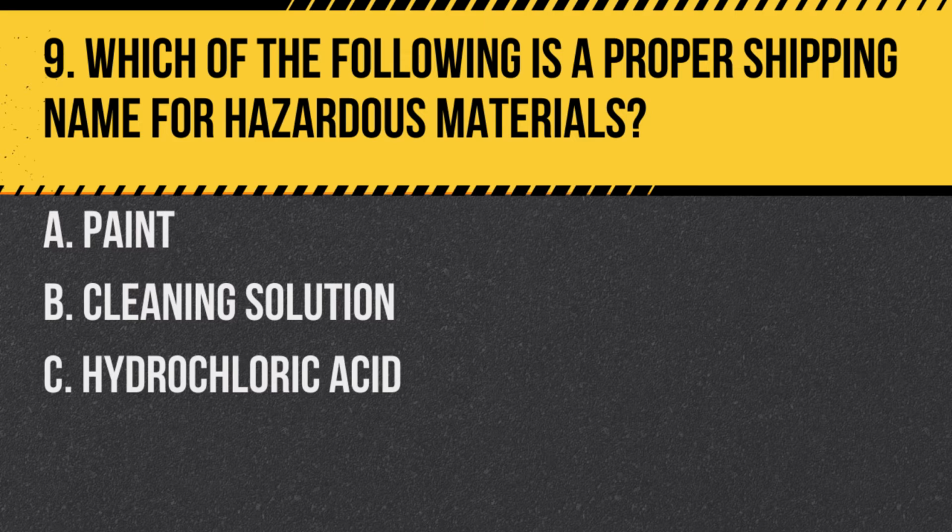Question 9. Which of the following is a proper shipping name for hazardous materials? A. Paint. B. Cleaning solution. C. Hydrochloric acid. Answer: C. Hydrochloric acid. Proper shipping names are specific.